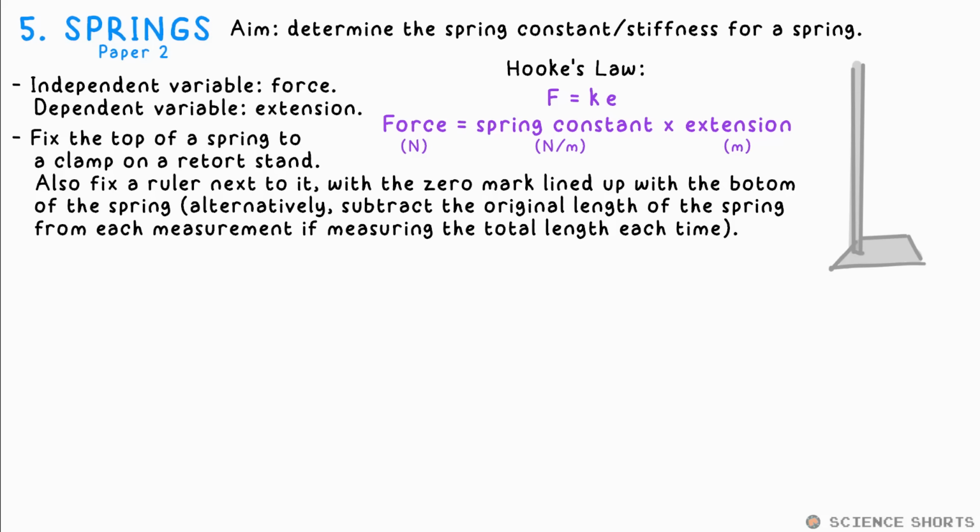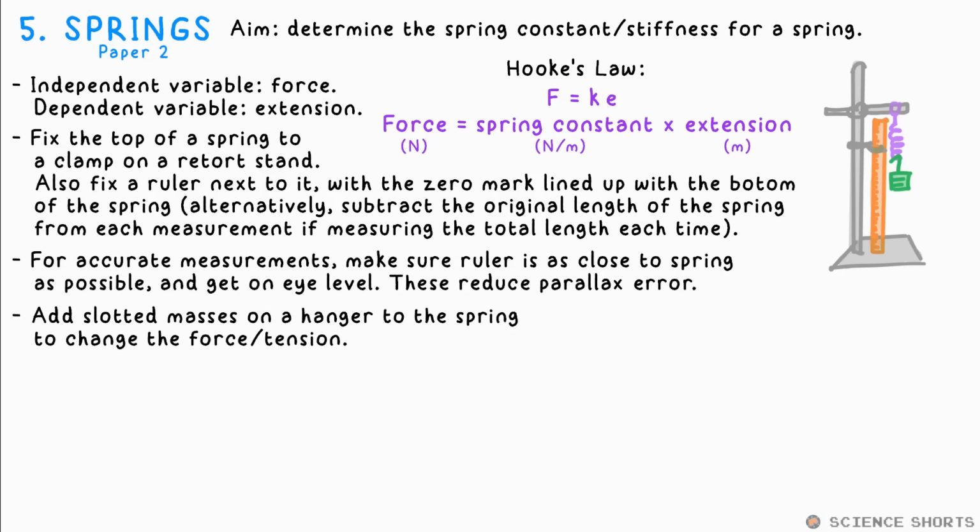Physics 5. Springs. We can find the spring constant for a spring by fixing one end on a retort stand and a clamp and hanging slotted masses of increasing mass to change the force on the spring, that's our independent variable, and measuring the extension, that's our dependent variable.